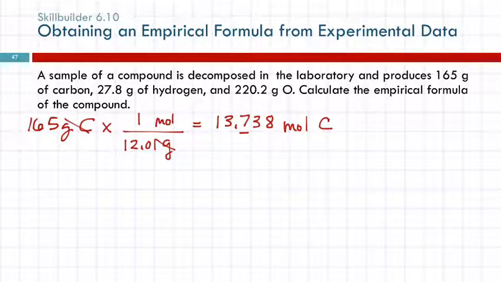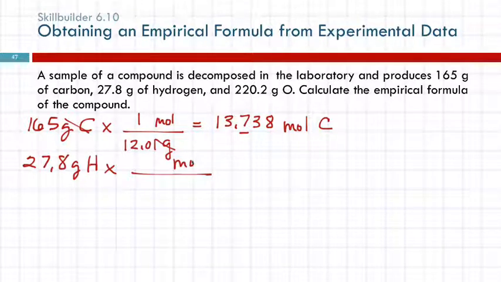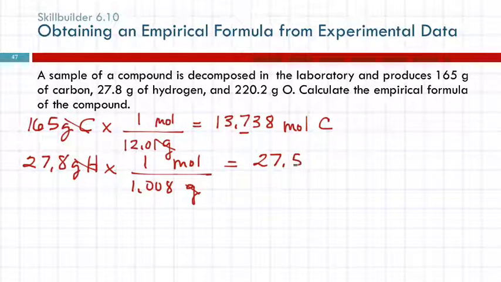And then I'm going to look at the next element, which is hydrogen. 27.8 grams of hydrogen. And I'm going to convert that to moles in the same way. Multiply by moles, divide by grams. For hydrogen, 1 mole weighs 1.008 grams. Grams cancel out. 27.8 divided by 1.008. Again, 3 sig figs and carry 2 extras. 27.579 moles of hydrogen.